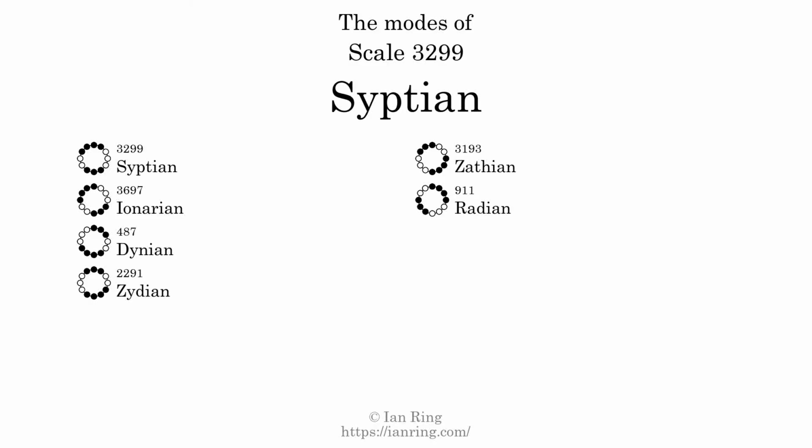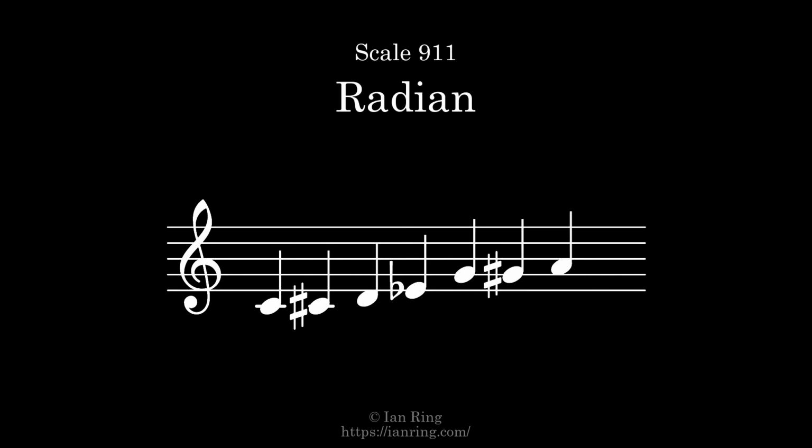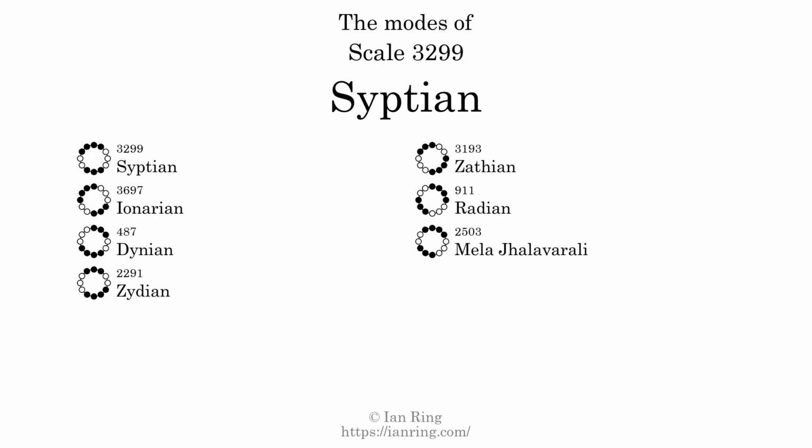The sixth mode is scale 911, also known as Radian. It sounds like this. The seventh and last mode is scale 2503, also known as Mila Jalaverily. It sounds like this.